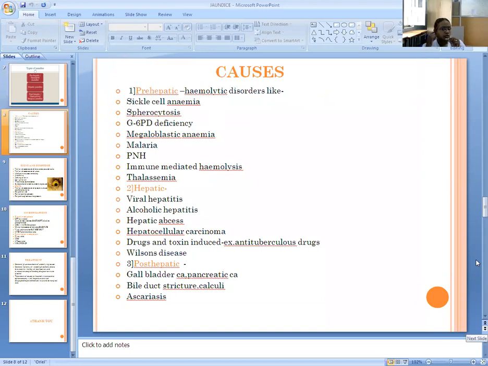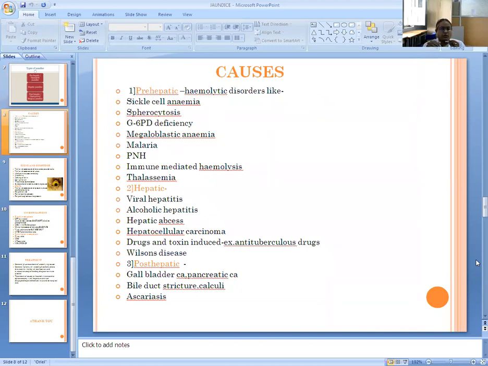Prehepatic causes mainly include hemolytic anemias like sickle cell anemia, spherocytosis, G6PD deficiency, megaloblastic anemia, malaria, paroxysmal nocturnal hemoglobinuria, autoimmune hemolysis, thalassemia. All these are the prehepatic causes, that is hemolytic anemias.